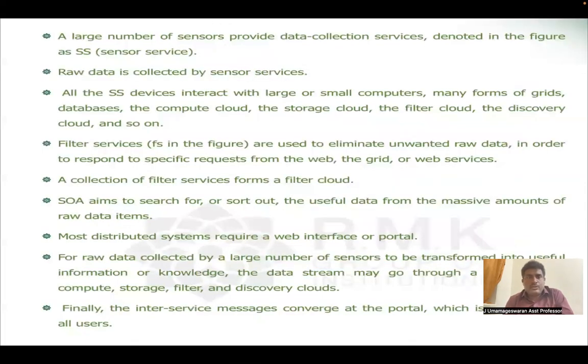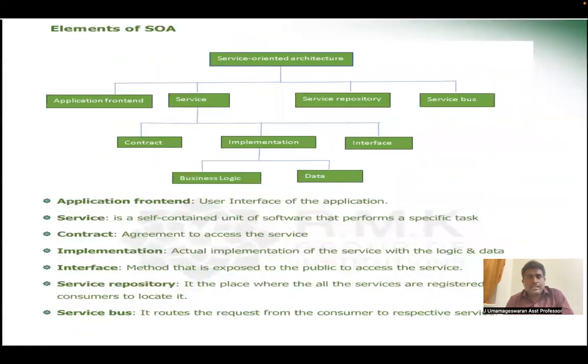So the points I discussed with the diagram are shown here, along with the elements. So what are the elements that we'll be using in SOA?